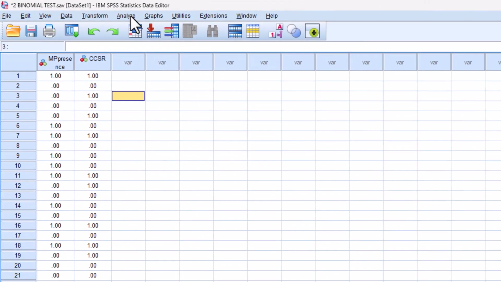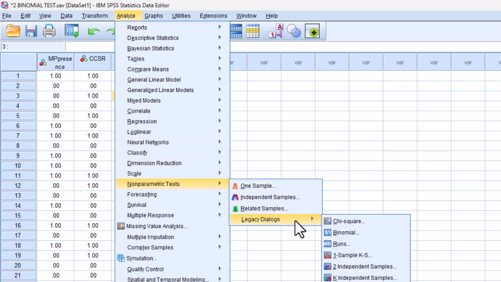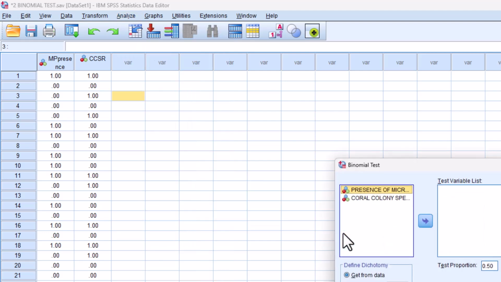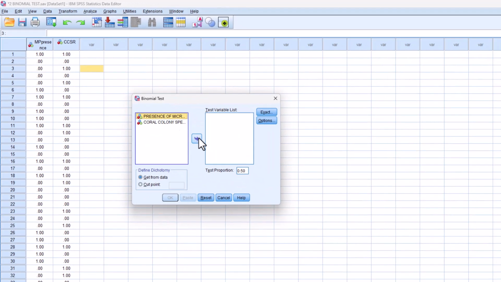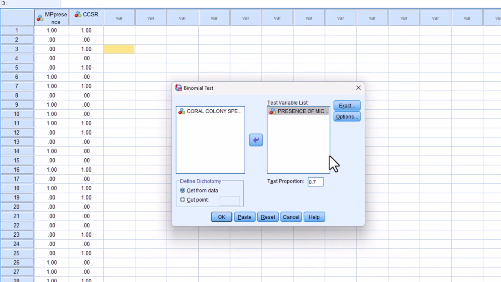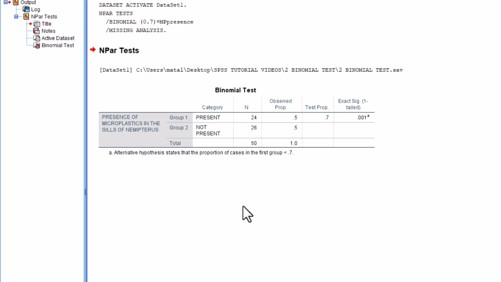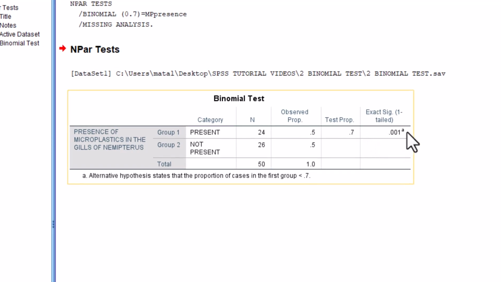So let's compute. Click on Analyze, Non-Parametric Test, Legacy Dialogues, and you have here your Binomial Test. So ilagay natin tong variable on microplastics as our test variable. Our test proportion is of course 0.7 or 70%. Kasi nga yan yung claim na 70% ng population ng mga isda may microplastic sa gills. Click OK. We now have the output table and our sig value here is 0.001. And again, this is less than 0.05.